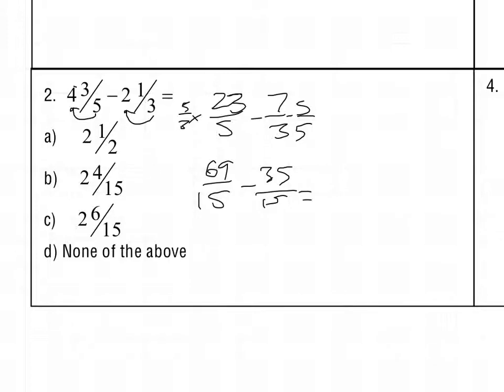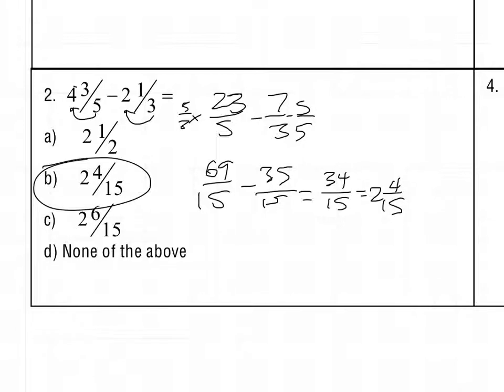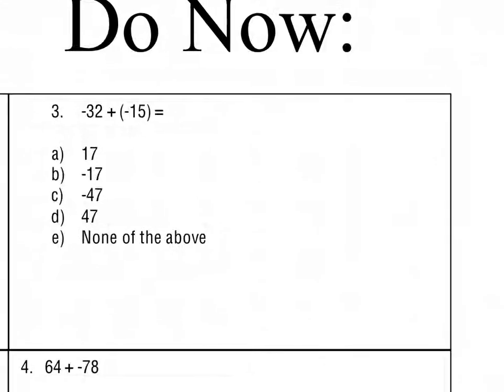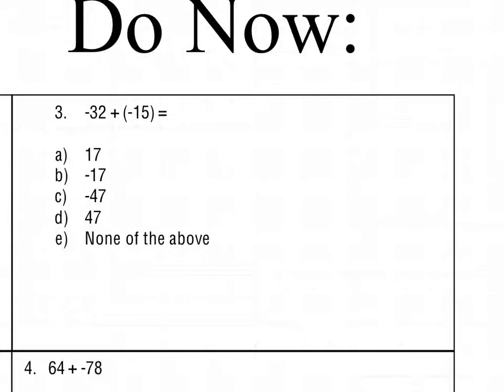Now I can go ahead and subtract, and that's going to give me 34 fifteenths, which is going to simplify to 2 and 4 fifteenths. Answer choice B. Okay, coming over here. Now we've got some integer addition here.